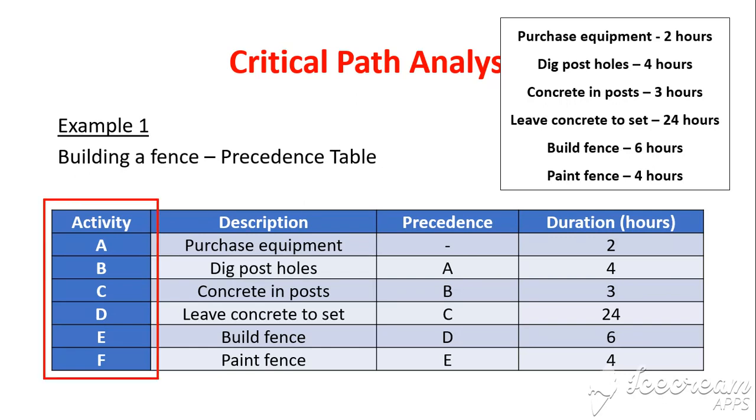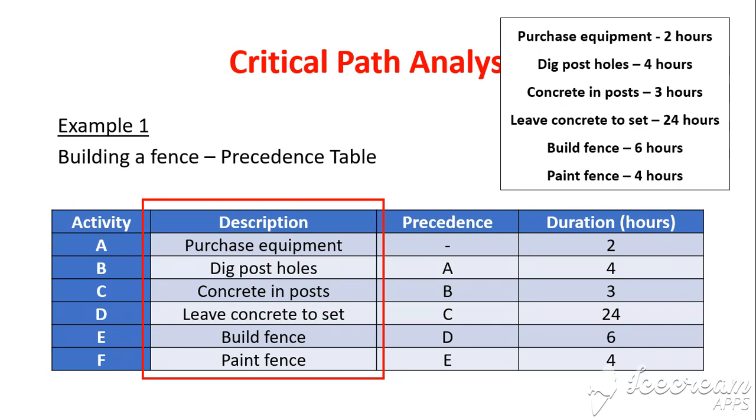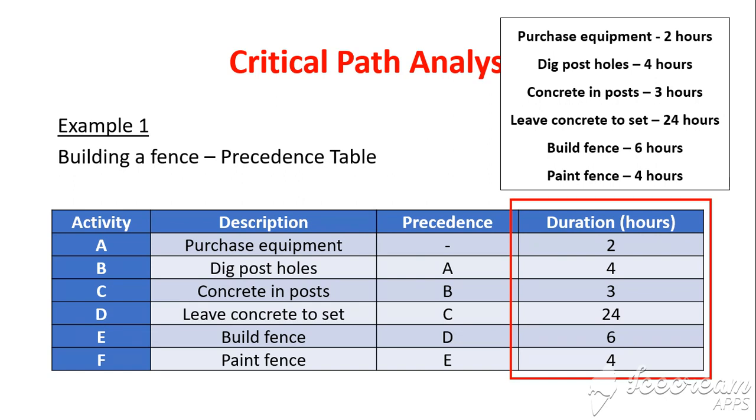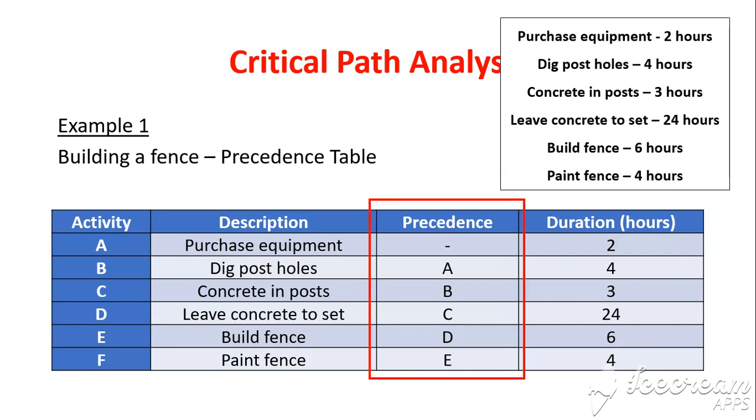We have a list of activities, which we're just going to call A, B, C, D, E, F, and so on. We have a column for the description, which describes each of the activities. We have the duration of each activity, and these units are in hours. And then we have a precedence column.